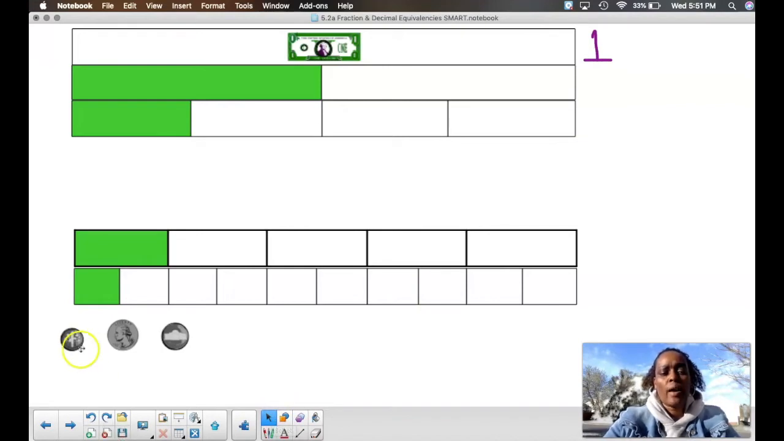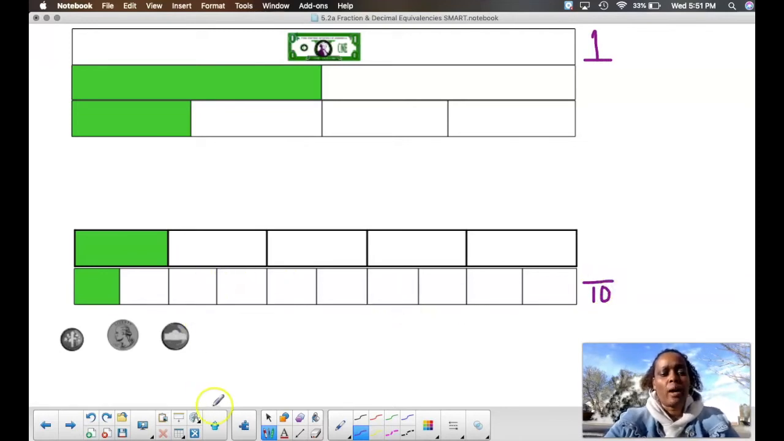And so I also have some coins down at the bottom. So you see a dime, you see a quarter, and you also see a nickel. Let's start from the bottom and work our way up. So that bottom fraction strip has been divided into 10 sections. So knowing what you know about fractions, what would our denominator be? If you said 10, because there are 10 sections in all, you're absolutely correct.